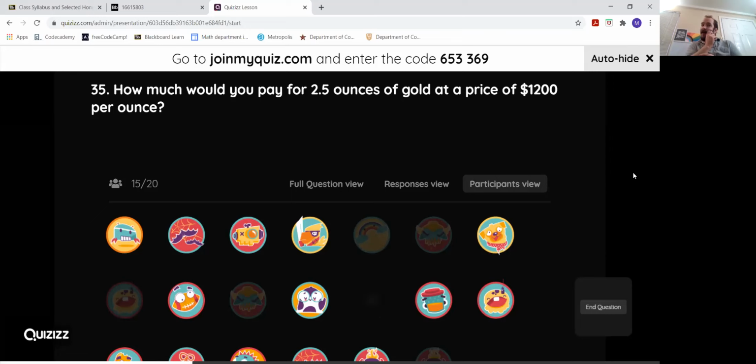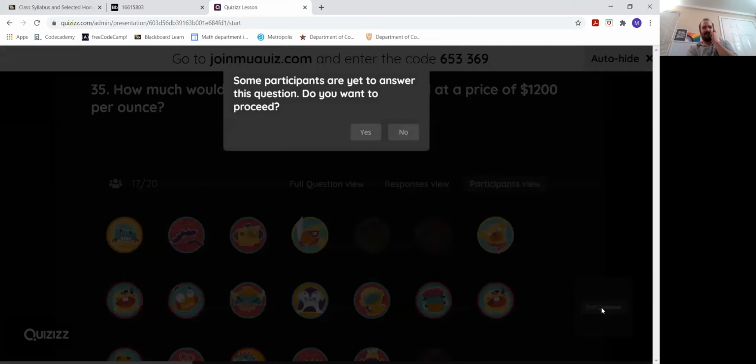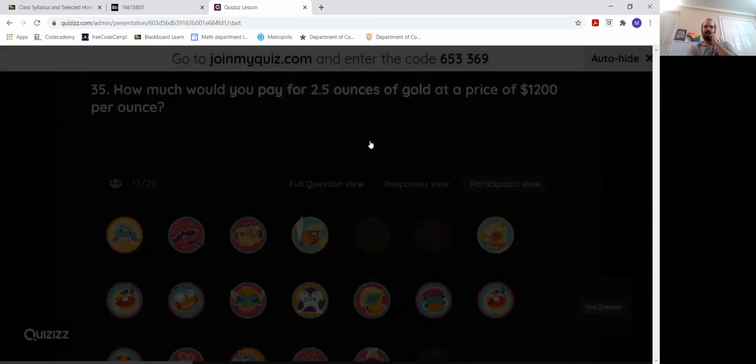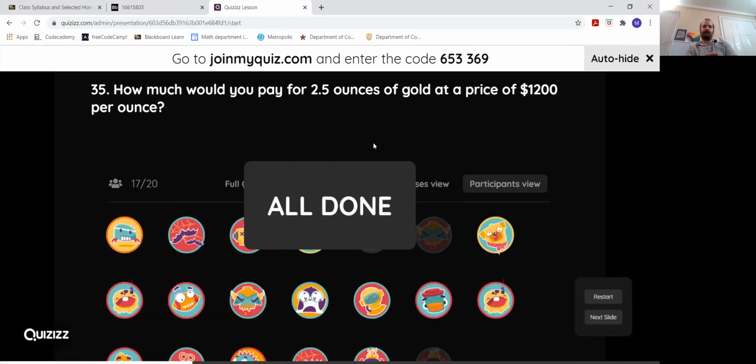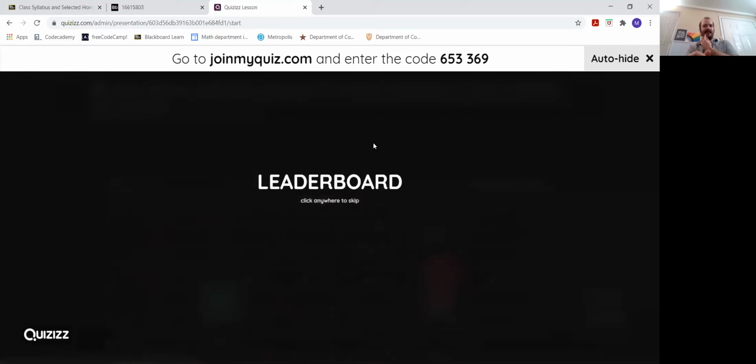All right, so to find the price, if we get 9 apples at 10 cents an apple, we do 9 times 10. So what you want to do is multiply these two things. So 2.5 by 1,200? Should give you 3,000, I believe, right?